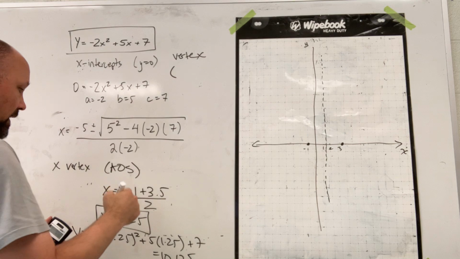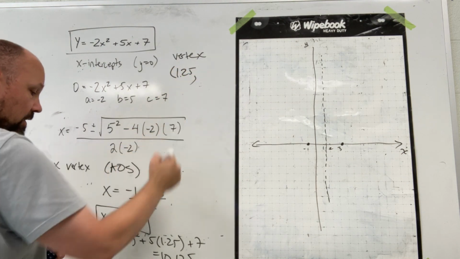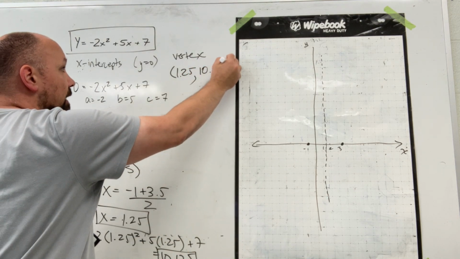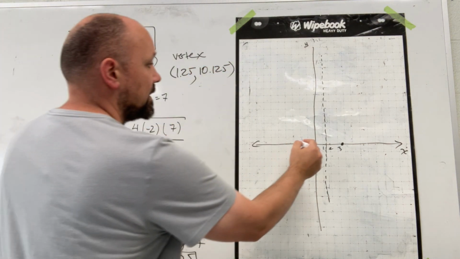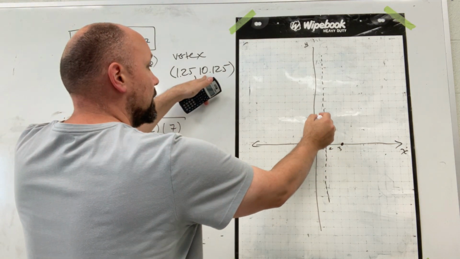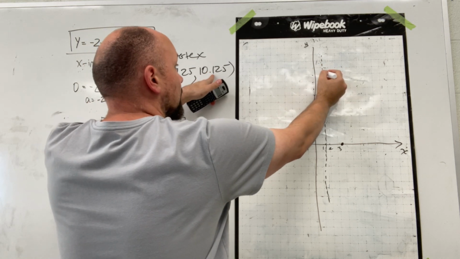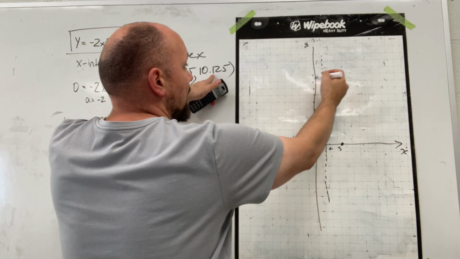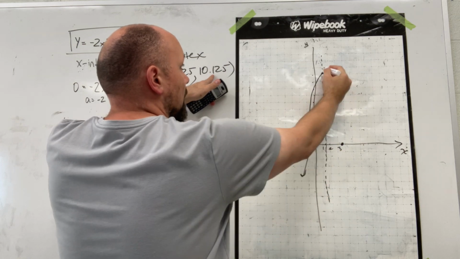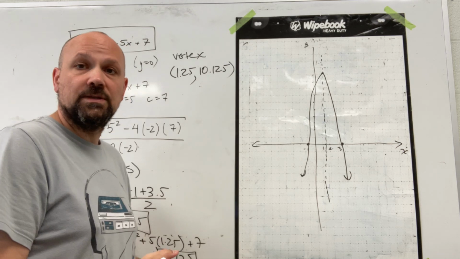So that means that my vertex is at the x value of 1.25 and the y value of 10.125. So my vertex, the x is 1.25 and the y is 10. So 1, 2, 3, 4, 5, 6, 7, 8, 9, 10, and then 0.125, so a little bit above 10. And now I know that that's the vertex and my intercepts are already drawn. So I need a parabola that goes through these two things.